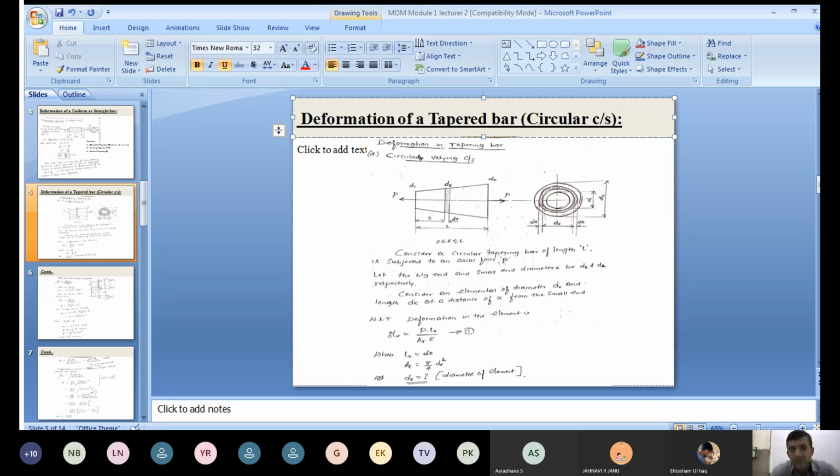Now the next one is deformation of a tapered bar. In the tapered bar, we have two types of cross section. One is a circular cross section throughout the length, with a uniformly increasing diameter. I think it is visible, right? In the camera, you can see that.